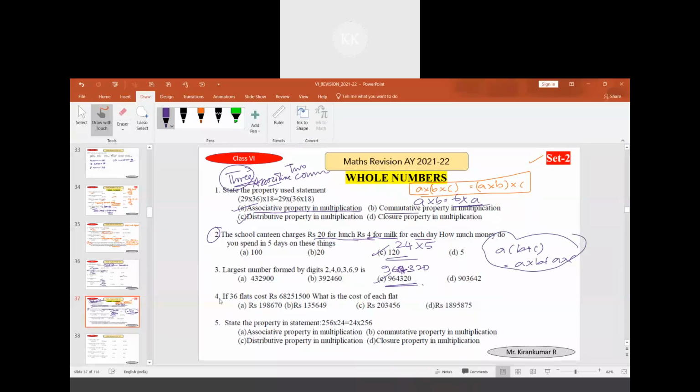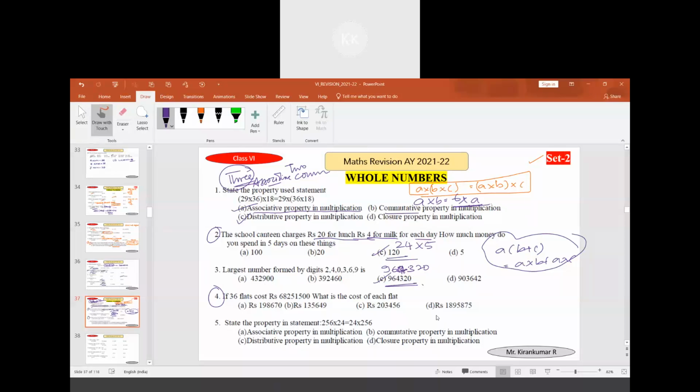Okay. Question number 4. Commutative bracket is equal to... Option D is the correct answer. Fourth one. Option D is the correct answer.